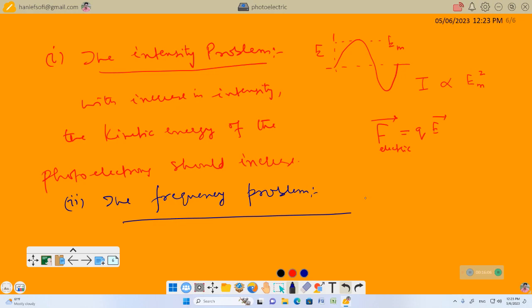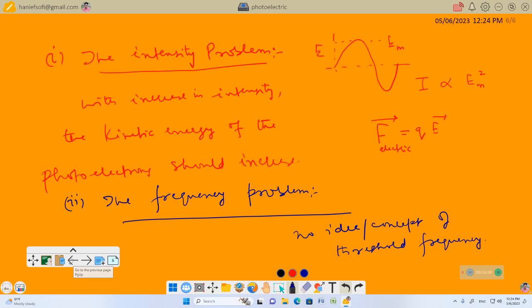Photoelectric effect, according to wave theory, must occur for all frequencies of light. For any metal surface, only the intensity should be adjusted so that the field and the force are able to move the electrons out of the metal surface. So there is no idea or concept of threshold frequency. I hope you got it.